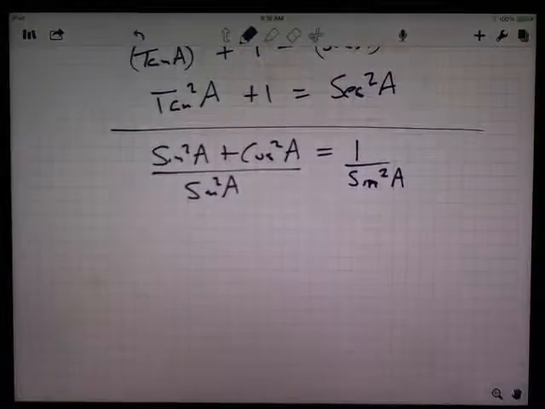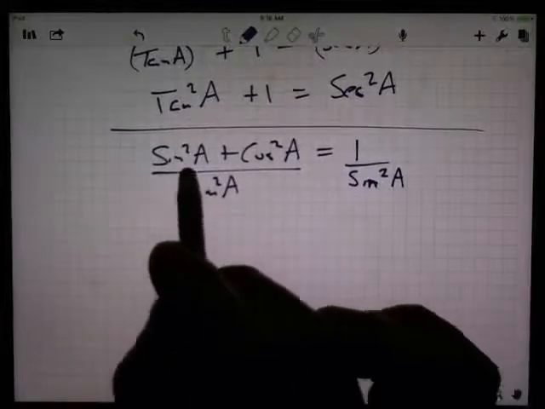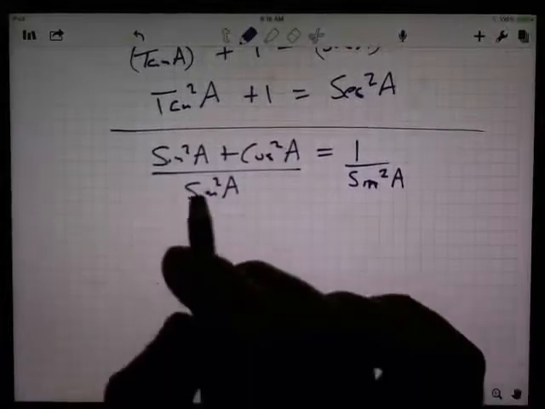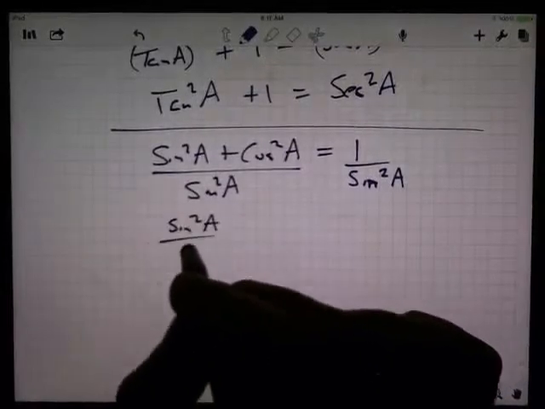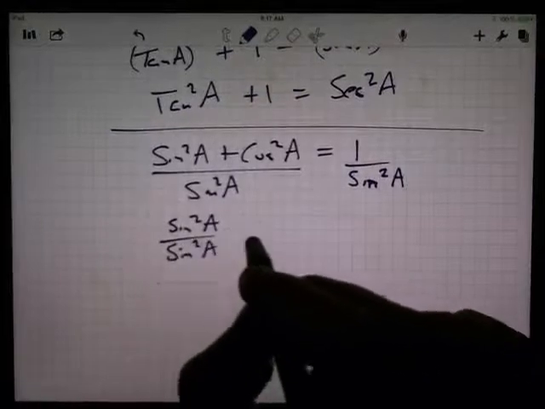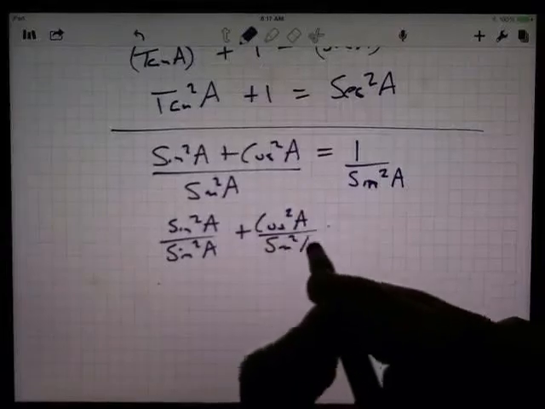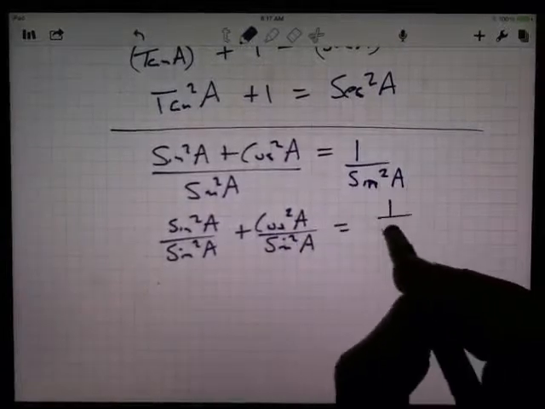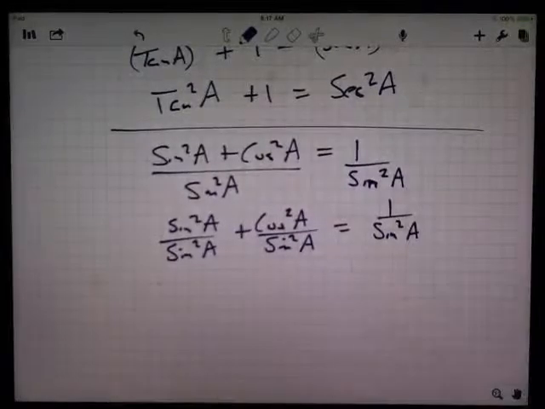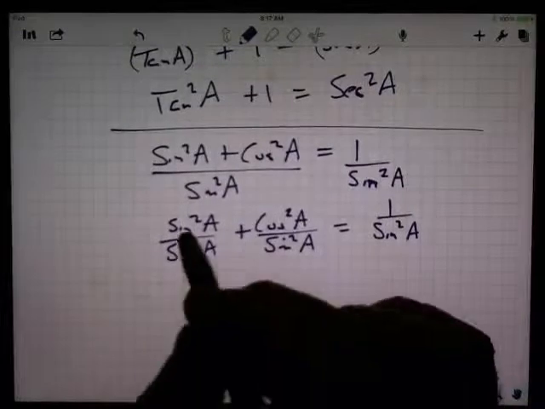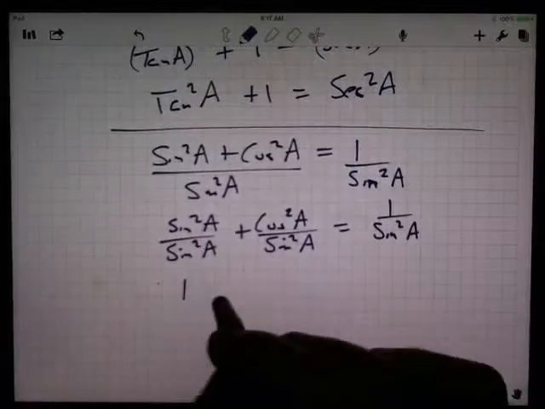But here we go. We divide both sides by sine squared a. Notice again that there's a distributive property here that'll allow that to be divided in. So this is sine squared a over sine squared a plus cosine squared a over sine squared a equals 1 over sine squared a. Let's see. Well, sine squared a over sine squared a is 1. Take any number and divide it by itself, it's 1.